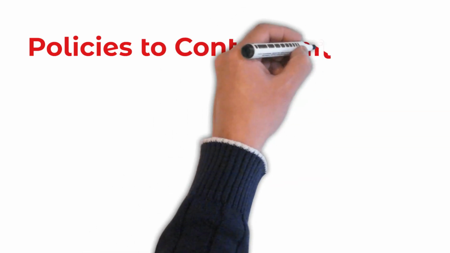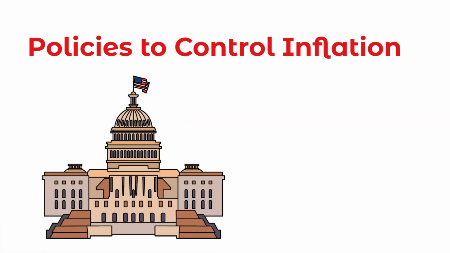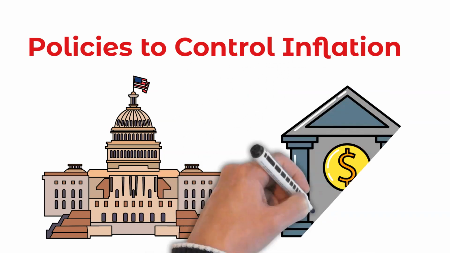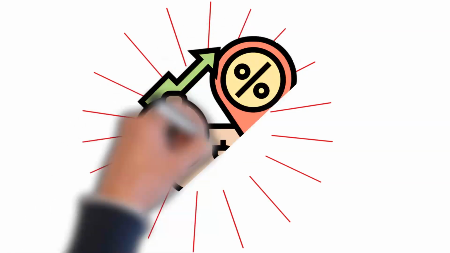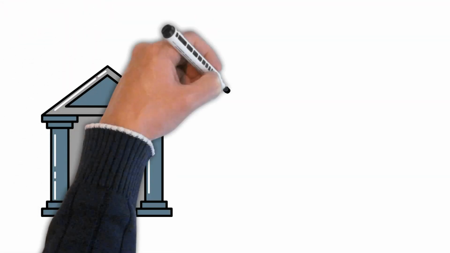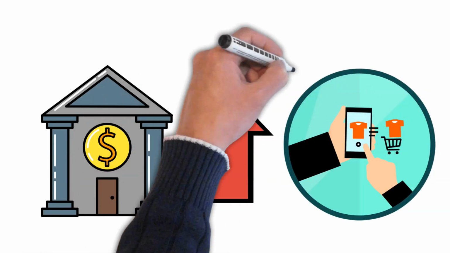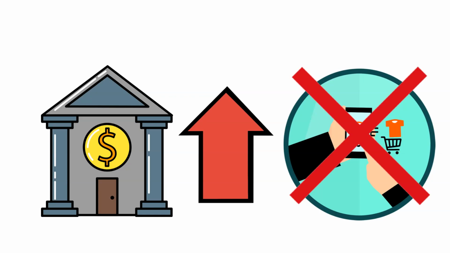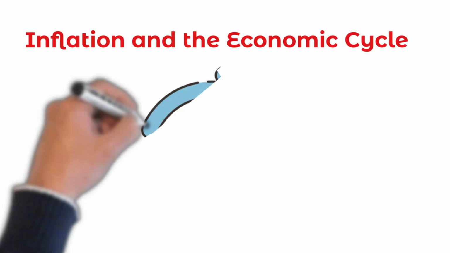Policies to control inflation. Because inflation can have negative effects, governments and central banks implement policies to control it. One of the most common tools is interest rates. When the central bank raises interest rates, it tends to slow down spending and investment, which can reduce demand and therefore inflation.